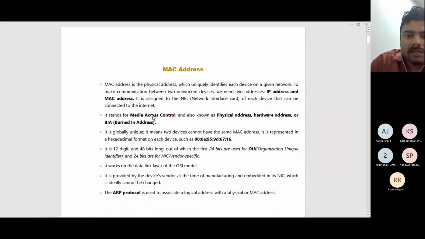It is assigned to the NIC, network interface card. So every laptop, every desktop has a single NIC, network interface card. This is onboard and external also. That is called the LAN adapter. So the NIC of each device can be connected to the internet.